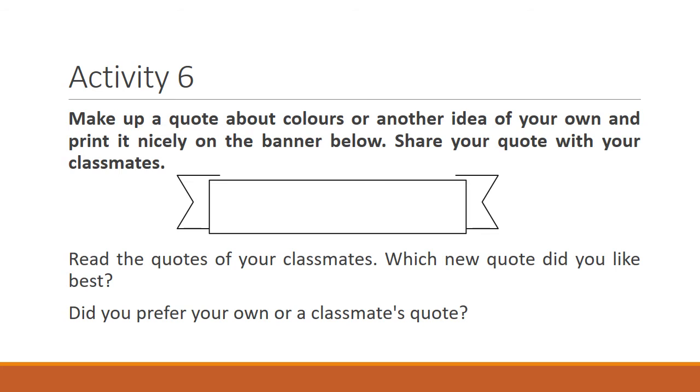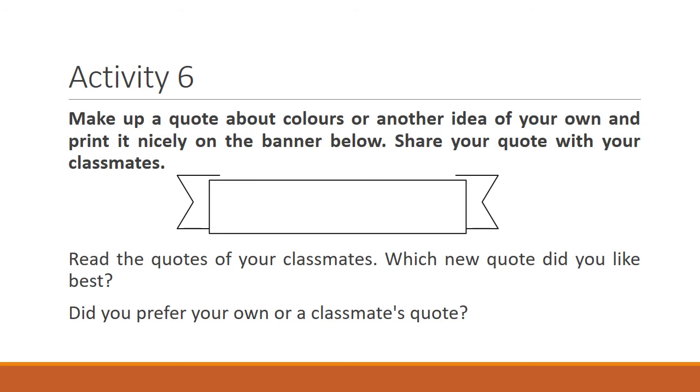Activity 6. Make up a quote about colors or another idea of your own and print it nicely on the banner below. Share your quote with your classmates. Here you are given a nice strip, like a banner, where you have to make a quote about colors. Or if you want, you can write about something else of your own, something you can come up with, just a single line which you like.